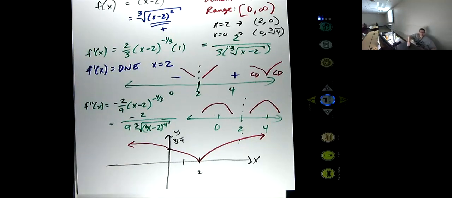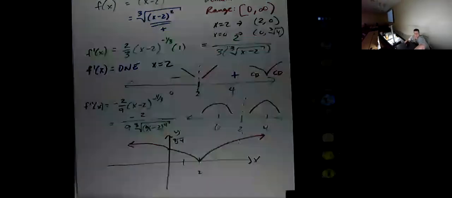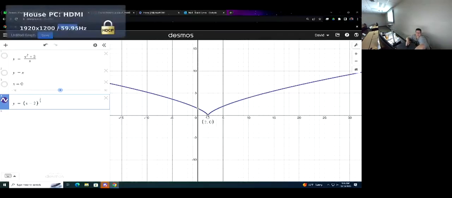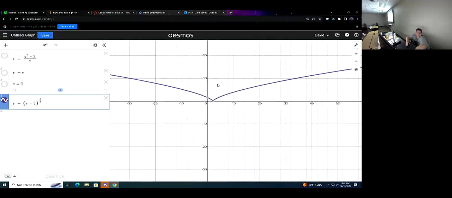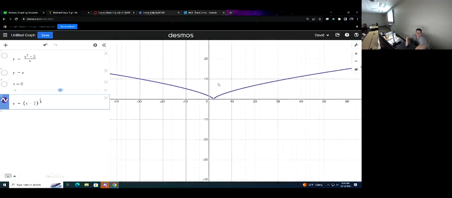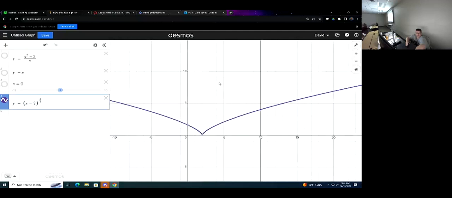We come over here to Desmos, plug this in. What do we have? 2/3. Now, y equals (x minus 2) raised to the 2/3. That's the cube root of 4, 1.587. And it slowly goes up the further it goes out, but it keeps going up. Fun.